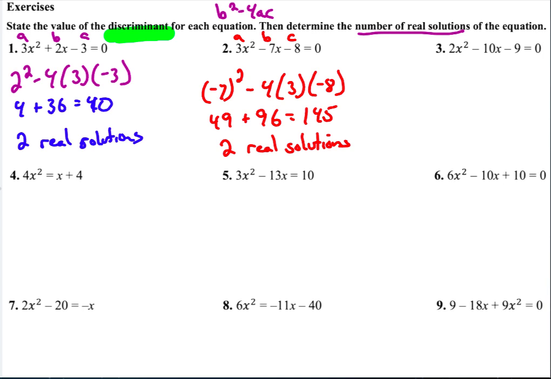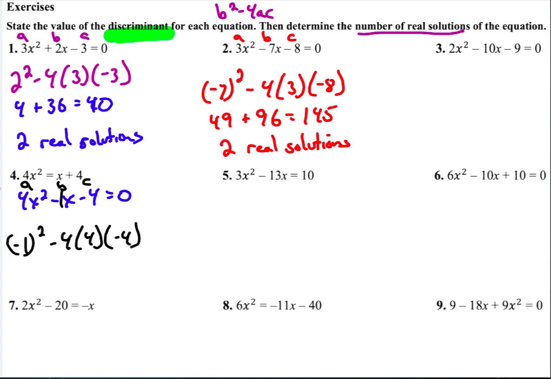Okay. Now what if I jump down to number 4? Well, remember, none of this works until it's in standard form. So I need to kind of move the x and the 4 over. So I get 4x squared minus x minus 4 is equal to 0. So now I have my a, my b, and my c. So b squared minus 4 times a times c. So I get 1 plus 64 is equal to 65. So I have two real solutions.